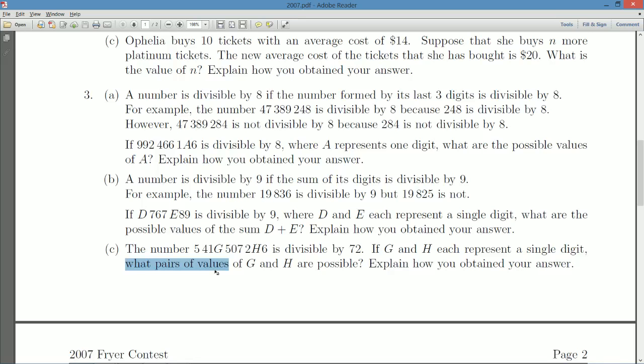We figured out all possible pairs of G and H. And if you have a big enough calculator, you could probably plug in possible values here and check that, so I'm plugging in G is 6 and H is 9. Check that that is divisible by 72, and, well, the one I checked certainly is. So 6 and 9 definitely a go. You can probably check the other 2 if you want to, if your calculator is big enough. But either way, that concludes question number 3.